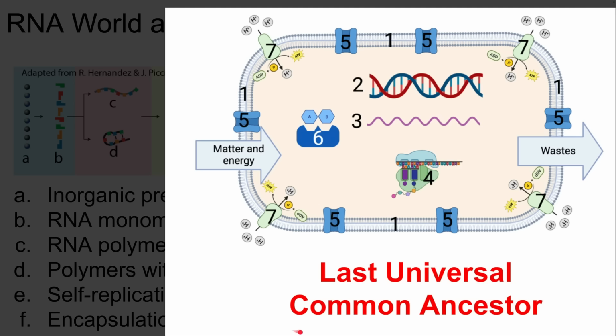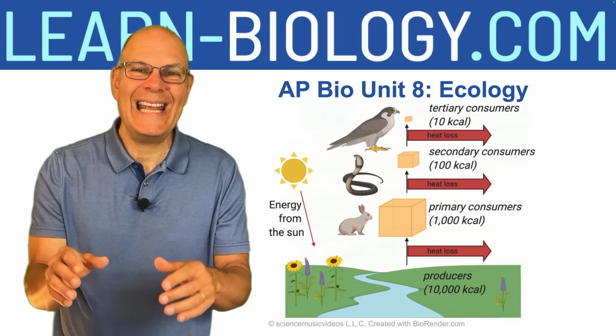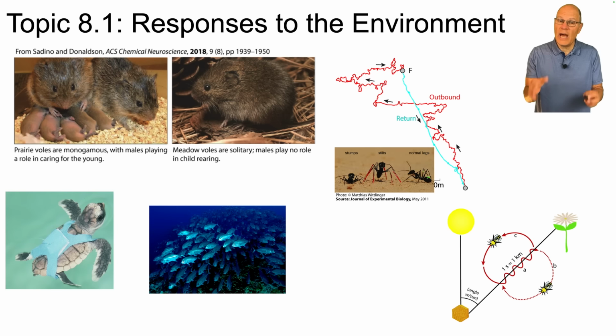Eventually, we have the last universal common ancestor, and if you can go through this diagram and identify all the numbers, then you're doing pretty well on your march to AP Bio success. AP Bio Unit 8, Ecology. Topic 8.1, responses to the environment.